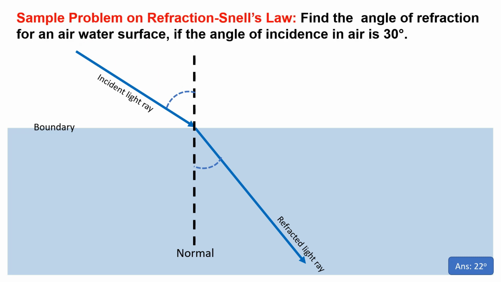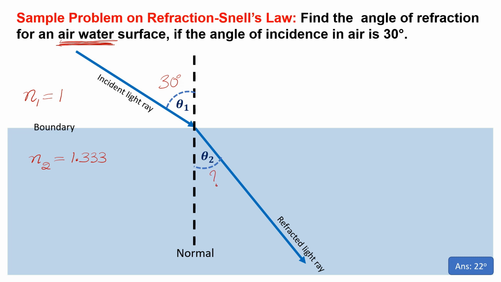Now this is a sample problem. Here we have to find the angle of refraction for an air and water surface, where the angle of incidence is given as 30 degrees. No other information is given except air and water. For air, we know the refractive index is 1, whereas for water, the absolute refractive index, that is the refractive index of water with respect to air or vacuum, is 1.333. So we have to find this theta 2.